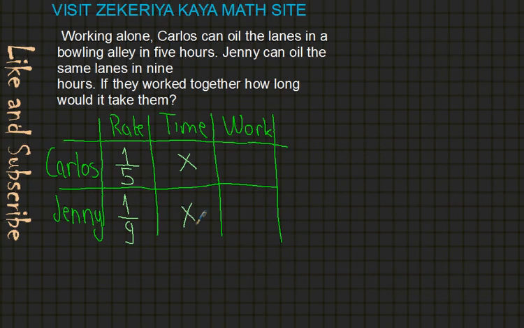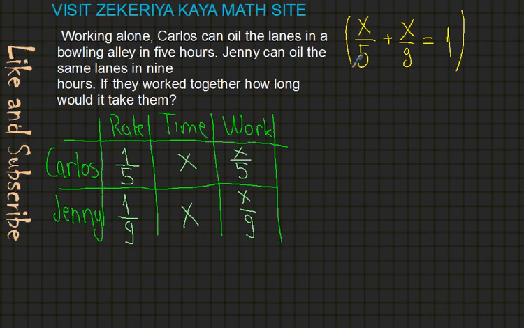Then the time will be the same for both of them, which we don't know, so we can show it as x. The work which Carlos does is x/5, the work which Jenny does is x/9. The sum of the work they do, x/5 plus x/9, will be equal to 1.